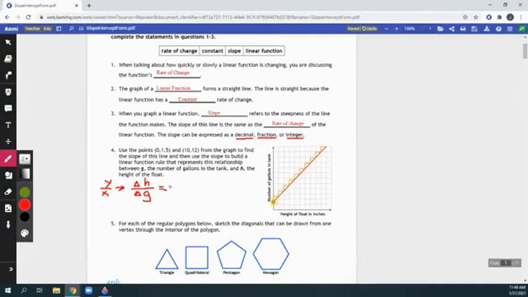So how much did the height of the float change? Well, it changed from 0 up to 10. That's 10. It went up 10. Okay, let's change colors for the other one. From 1.5 up to 12. How far is that? Well, that's 10 and a half.